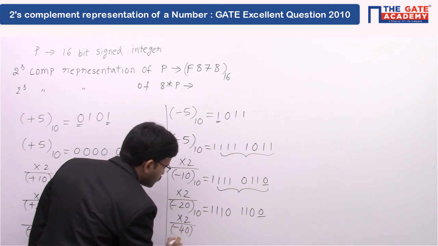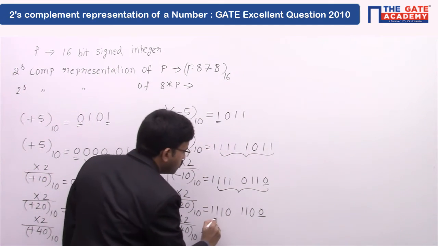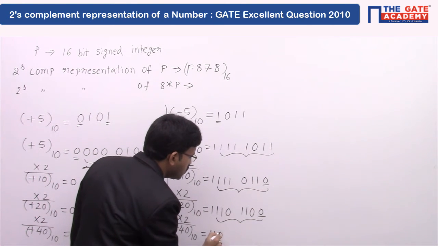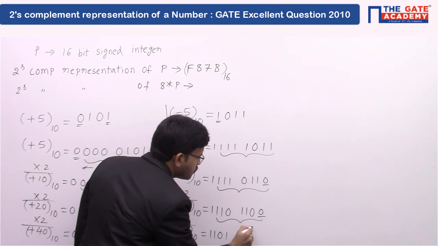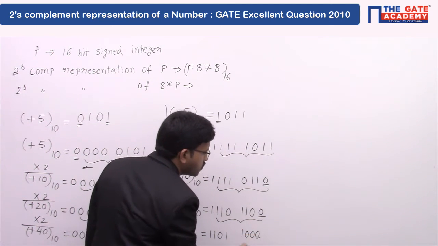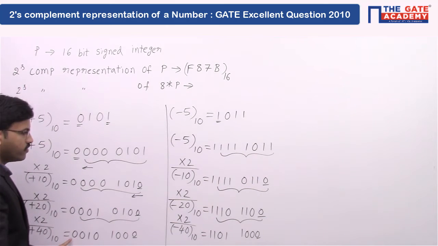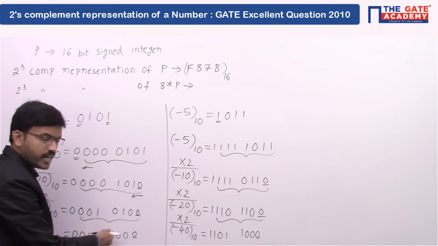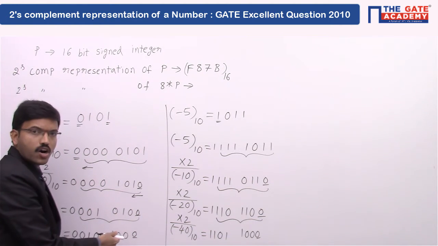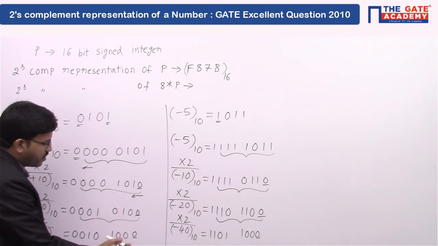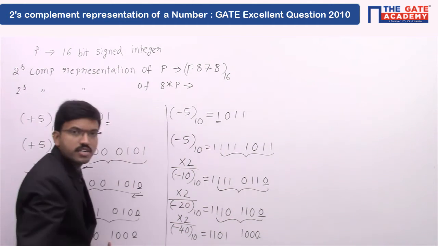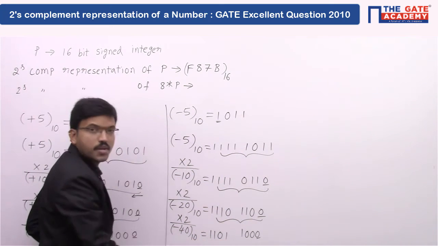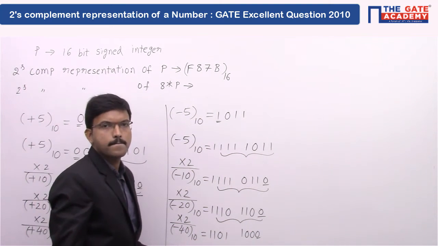Minus 40. Do the left shift of all these bits. Okay, so you will get 1, 1, 0, 1, 1, 0, 0. Here the LSB is empty, you put 0. Now just observe whether this is minus 40 or not. Here I am getting the first 1. From the right hand side, you have to copy all the bits till you get the first 1. I am getting 1 here, so 100 I have copied. Next, complement all the bits. 1, 0, 1, 1. 1, 0, 1, 1. That means this is minus 40.